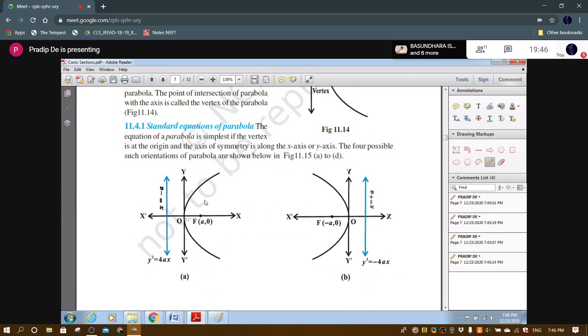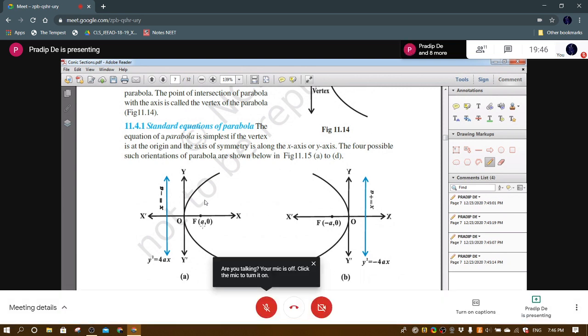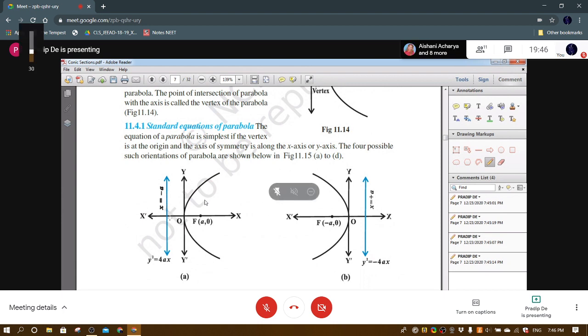And according to our assumption now that the distance between vertex and the focus is A, the coordinates of the focus is A, 0. I hope it is clear to you. And the equation of this directrix, which is a line parallel to the y-axis, at a distance A units to the left of it. So the equation of the directrix is x is equal to minus A. Clear? I hope it is understood.